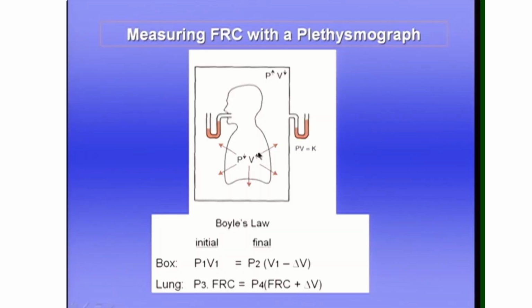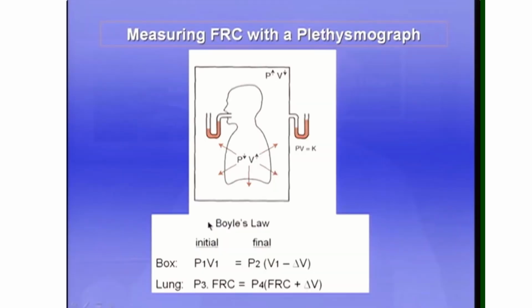Now, of course, he can't get a lot of gas into his lung, but he can get some by rarefying the gas, and so there's a small increase in volume of the lung. As a result of this small increase in volume, the volume of gas in the box decreases, and therefore its pressure increases. Here we're using Boyle's law. I don't know how many of you remember Robert Boyle from about 1650, but he said that for a volume of gas, pressure times volume is a constant at constant temperature. That's Boyle's law, and that's what we're using here.